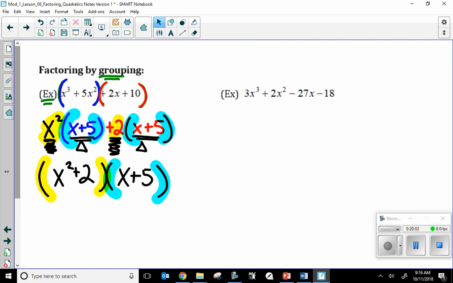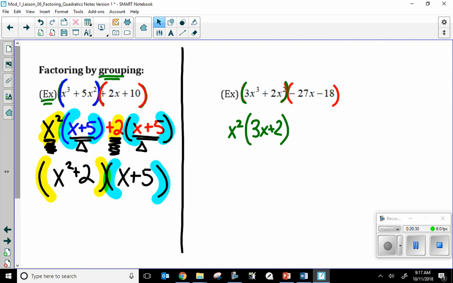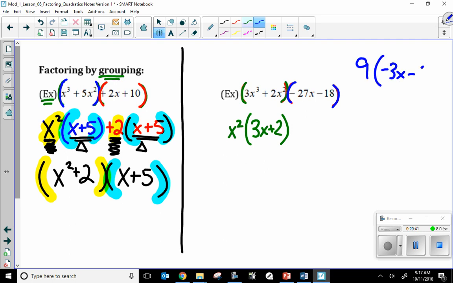Okay, they should match. You want to try the second one? Go ahead. I'm about to do it right now. Factor by grouping. I group the first two, and I group the second two. All right? I'm going to factor this first one. I can take out an x squared, and that's all I can take out. That leaves me with 3x plus 2. Let's take a look at this one. Now, I can take out a 9. If I take out a 9, that would leave me with negative 3x minus 2.